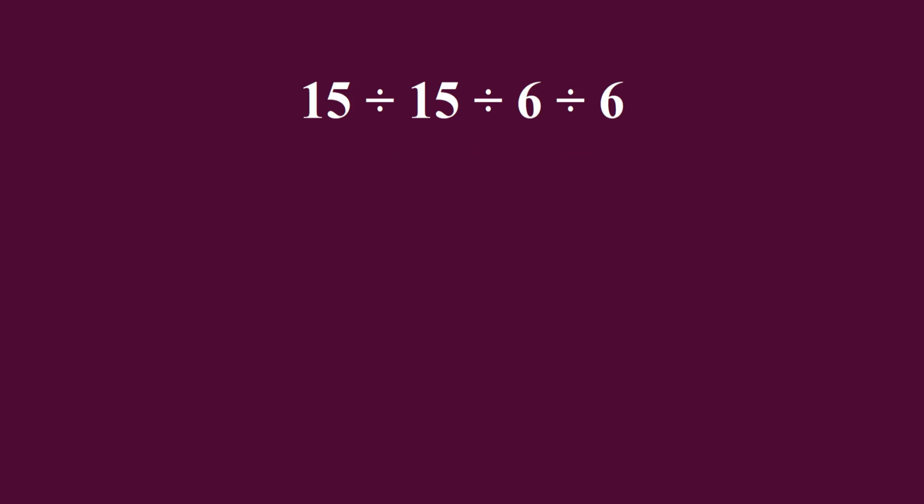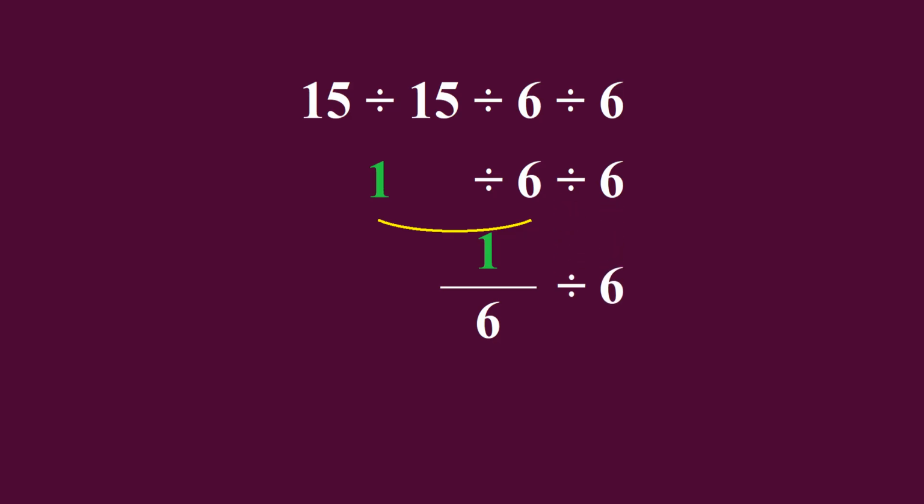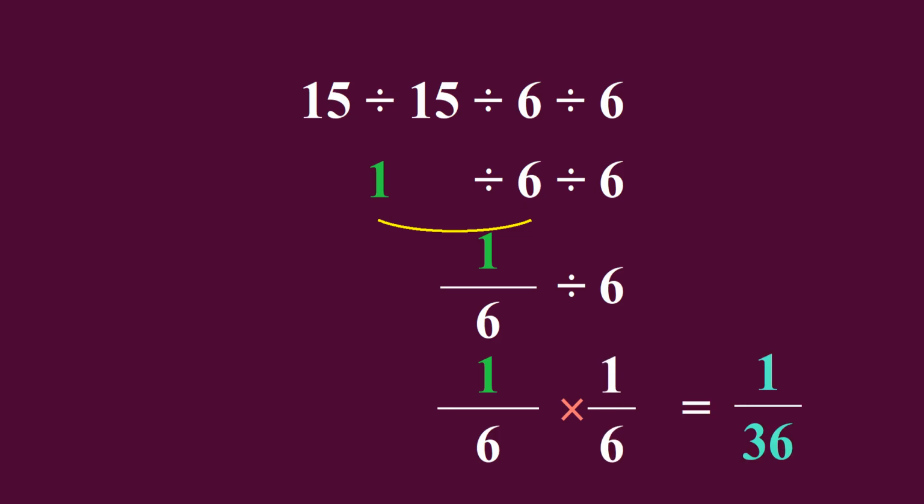So we have first this division, 15 divided by 15 equals 1. So we have 1 divided by 6 divided by 6, and we can write this part as 1 over 6 divided by 6. So we must keep the first fraction 1 over 6 and change division to multiplication. Then flip the second fraction, 1 over 6, which equals 1 over 36. And this is our final answer for this problem.